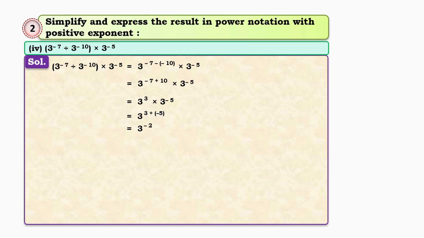So which is coming 3 to the power minus 2. Now a to the power minus m equals 1 by a to the power m, since we have to make the exponent positive. So that's why we have to apply this law, which is coming 1 by 3 to the power 2. So this is the final answer.